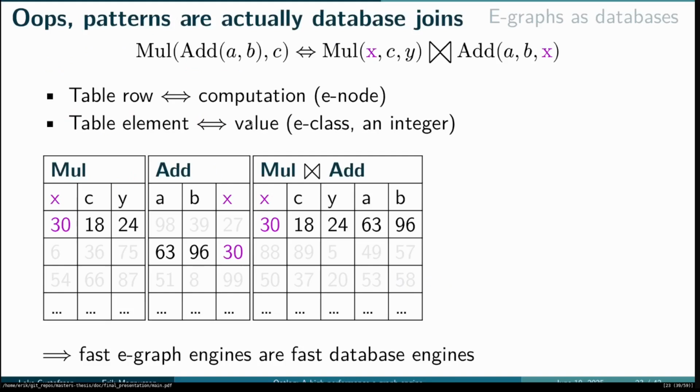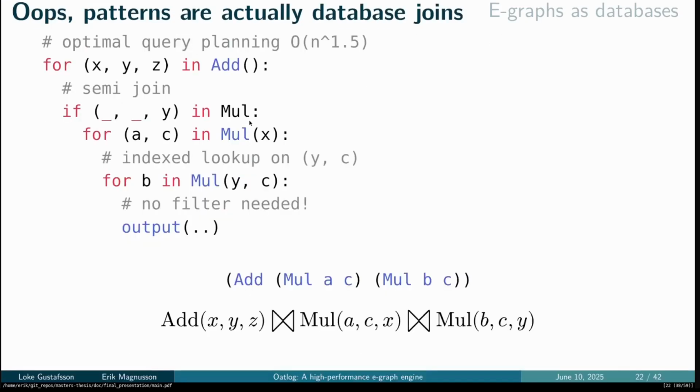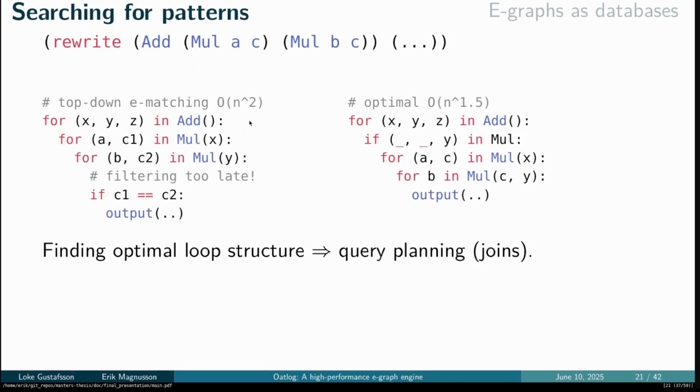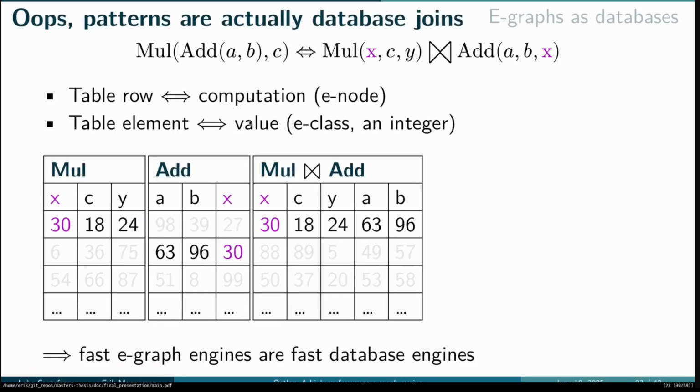So a join is that we have some columns, and we want to find all the pairs of rows where this column matches. One way to do this is to iterate all pairs, but then we get back to this very slow thing.